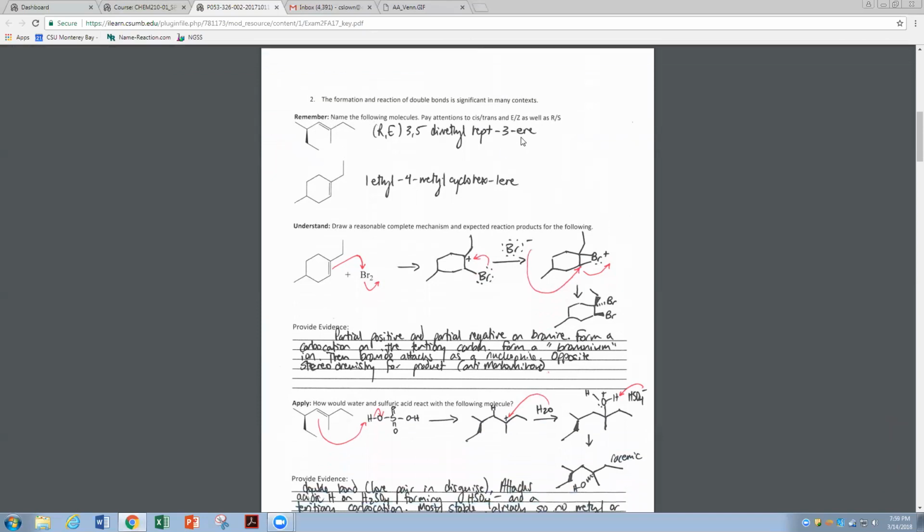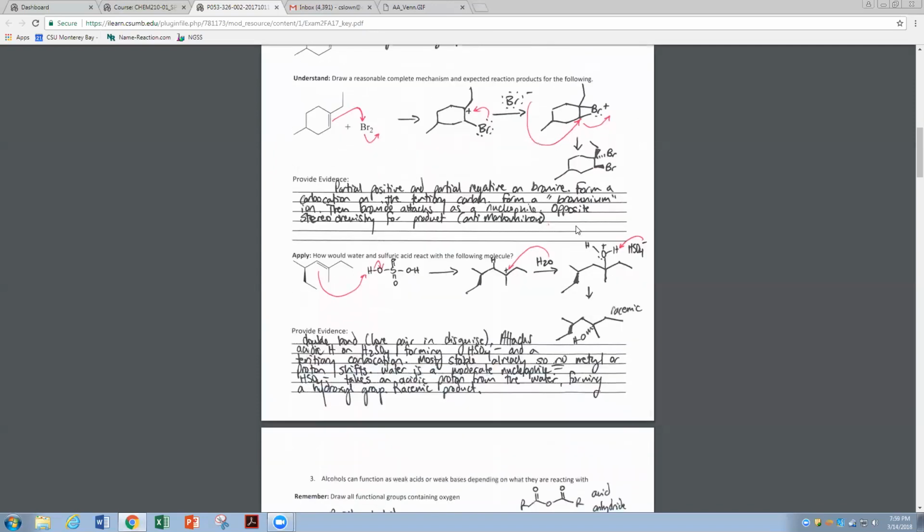We want to make sure that for our double bond, we identify its position unless it's at the 1 position. And then we want to make sure that we identify both the R as well as the E for our highest priority substituents. So this is what makes it E, or Entgegen. If I think about this molecule, it's 1-ethyl-4-methylcyclohexene. And again, because this is the 1 position for my double bond, I don't actually have to worry about that as much.